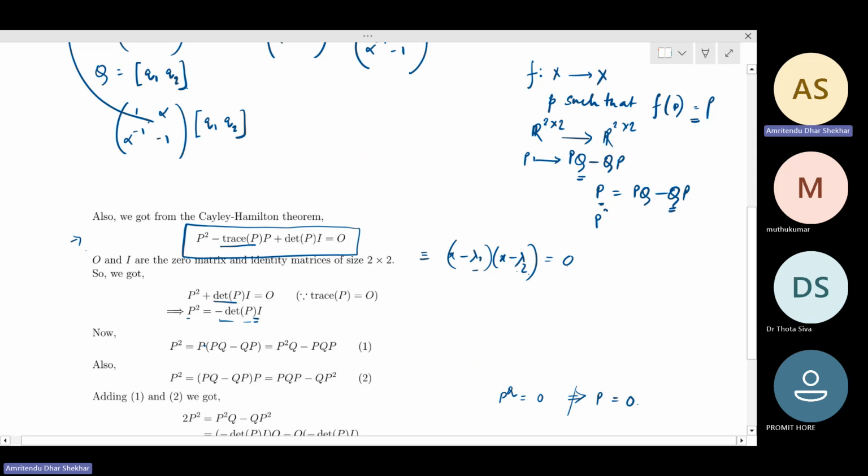So P squared is equal to P. If you multiply from the right, you get PQP minus QP squared. If you multiply from the left, you get P squared Q minus PQP. So you can add both sides and you get 2P squared is equal to P squared Q minus QP squared.